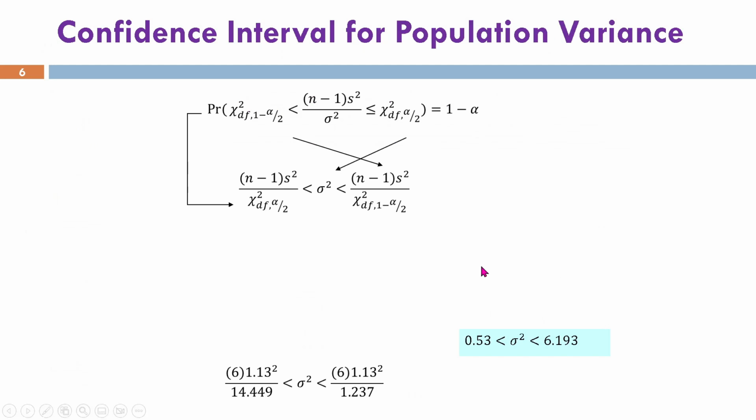So the conclusion here: the chi-squared is used to calculate the confidence interval for population variance using this formula. The lower confidence limit is n minus 1 times s squared divided by chi-squared with degree of freedom n minus 1 at alpha over 2. The upper confidence limit has the same numerator, and the denominator is chi-squared with degree of freedom n minus 1 at 1 minus alpha over 2. Okay, so with this, thank you for your attention.